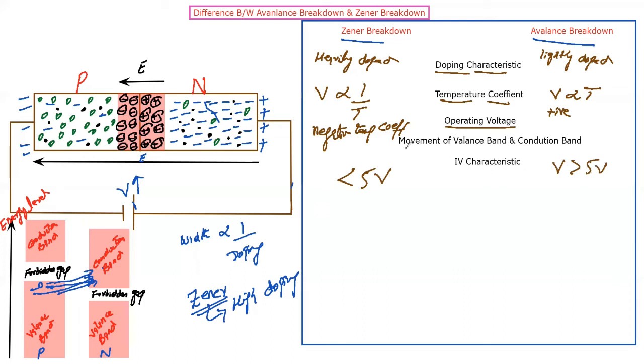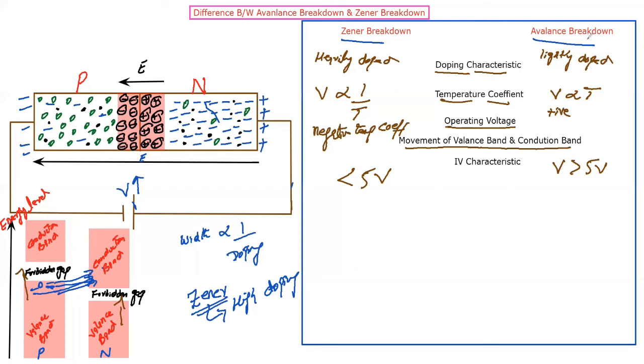Now let's discuss another difference between Zener breakdown and avalanche breakdown, and that is the movement of the valence band and conduction band. It also creates a key difference. The valence band gets pushed toward the conduction band in the case of avalanche breakdown.